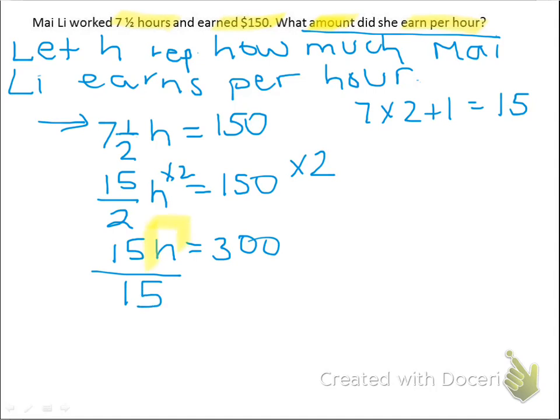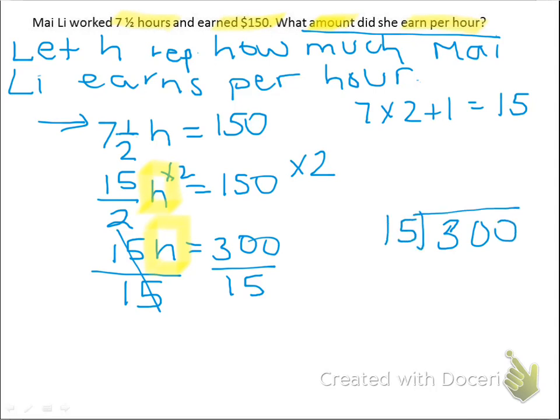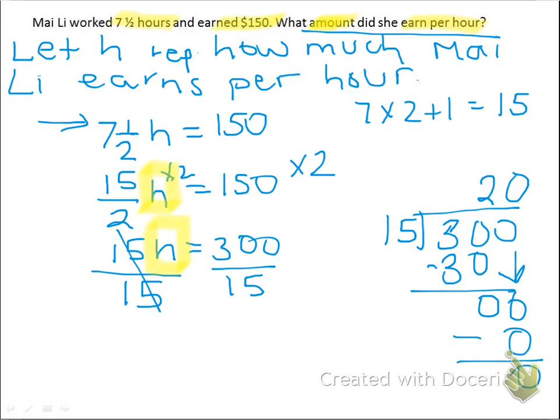Again, we're trying to get this H by itself. That's our whole goal here. So we're doing everything we can do to get rid of the numbers around our H. Divide both sides by 15. Cancel them out. 300 divided by 15. 15 can't go into 3, but it goes into 30 twice. 2 times 15 is 30. We subtract and get a 0. We bring down our next 0. And even though we have zeros down here, we're not done yet. 15 goes into 0 0 times. 0 times 15 is 0. And now we're done. So we know that H is equal to 20.